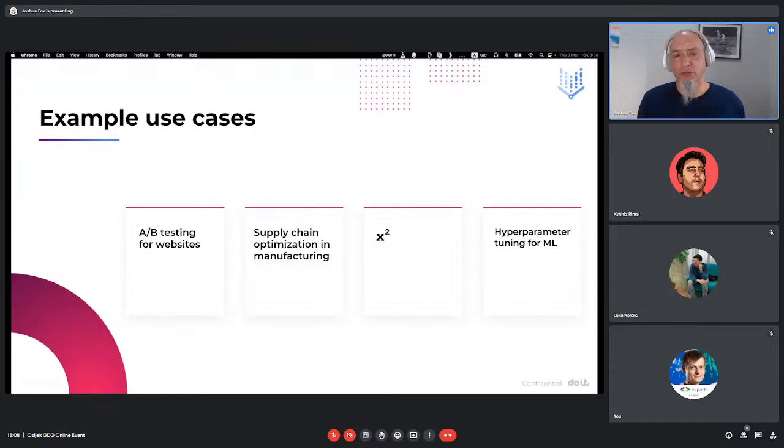Supply chain optimization in manufacturing. Every morning in a factory, you choose what the inputs are, and you want the least expensive way to make the most possible outputs. What are the correct inputs to use? If you make a mistake, then your factory has lost tens of thousands of potentially of dollars, and you can only change it, let's say, every day.